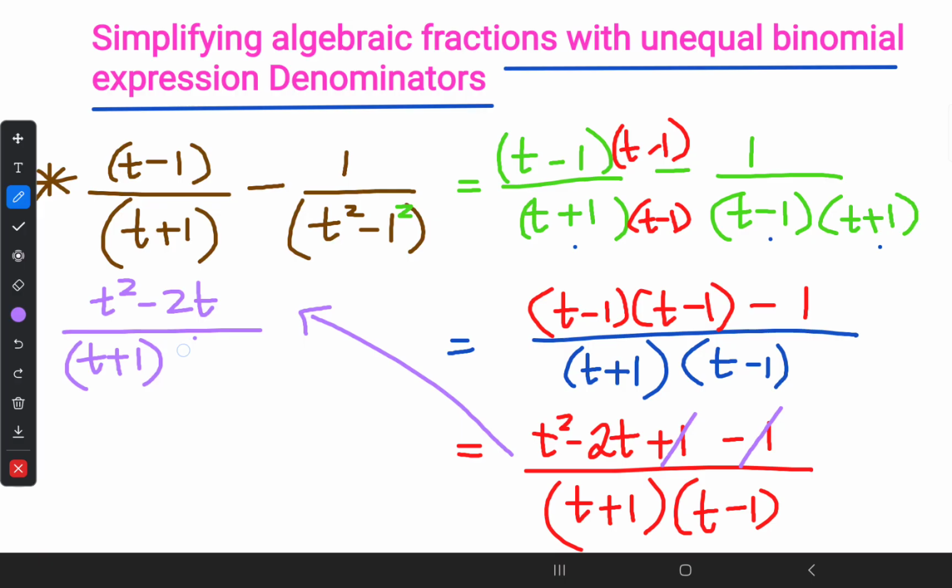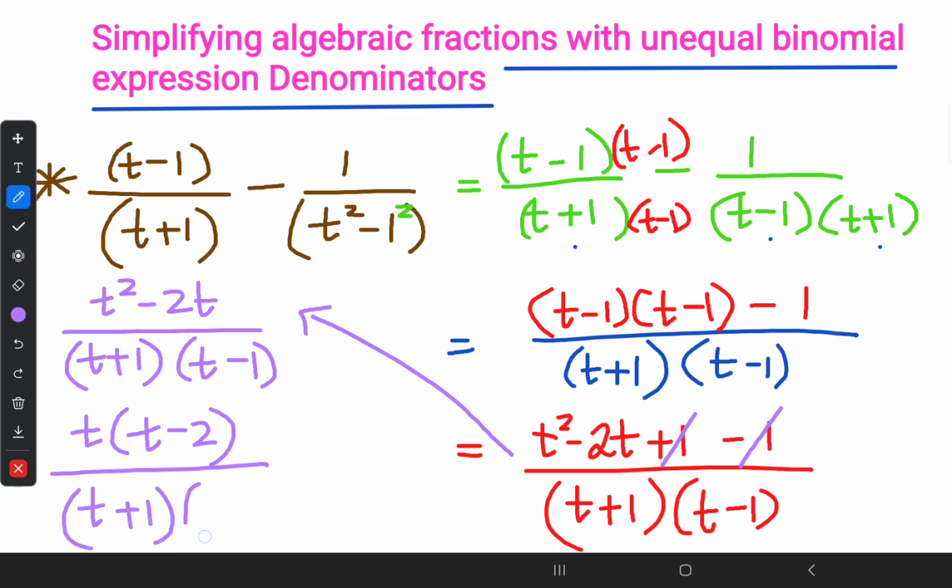Our work is not done yet because look at the numerator. It can factorize further as well. After completion of your simplification, sometimes you can simplify the expression further as well. Yes, it's possible because both are t multiples. So we can select t as a common factor. It will give you t times t minus 2 in the numerator factorization. In the denominator, you will have t plus 1 times t minus 1. This would be the overall final answer.